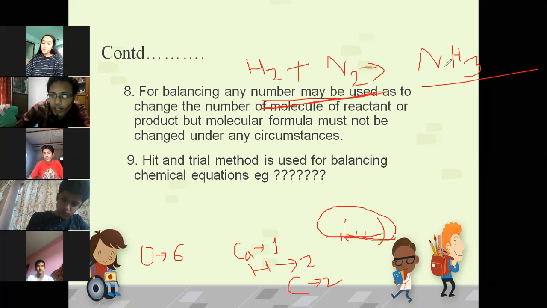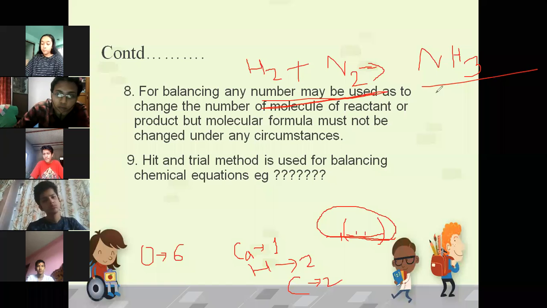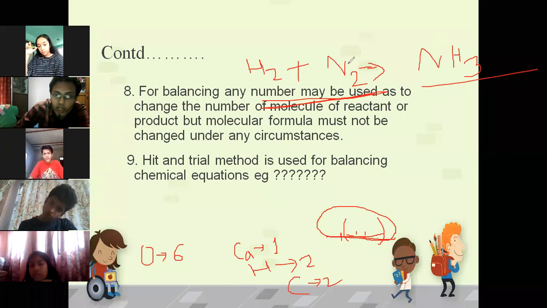But on the product side, you can see only 1 nitrogen and 3 hydrogen, so obviously not balanced. 2 here, 1 here, 2 here, 3 here, so not balanced. That's why let's try to balance it. There are 2 nitrogen here and only 1 there, so let's put 2 on this side.